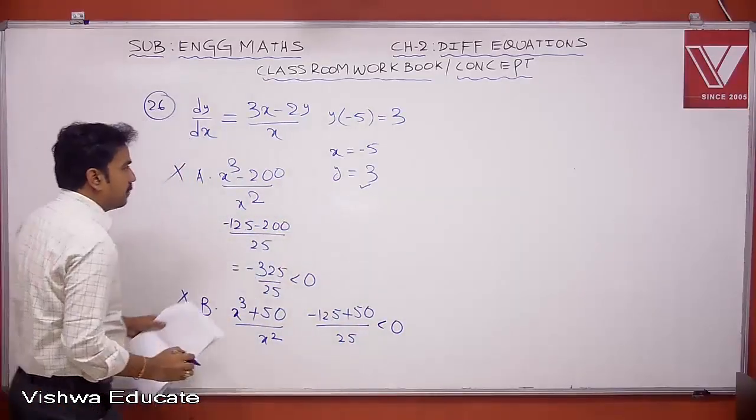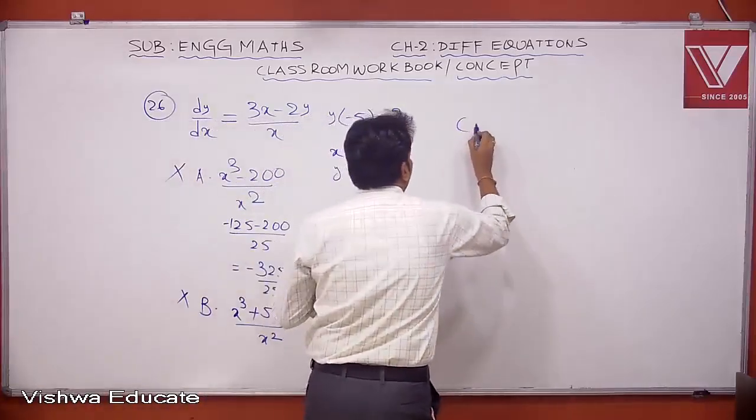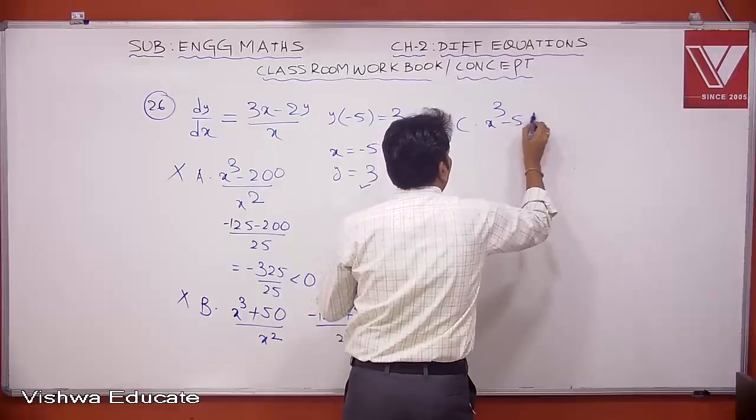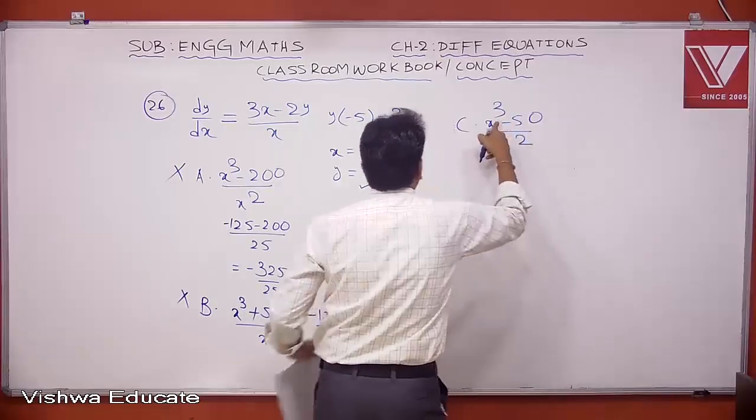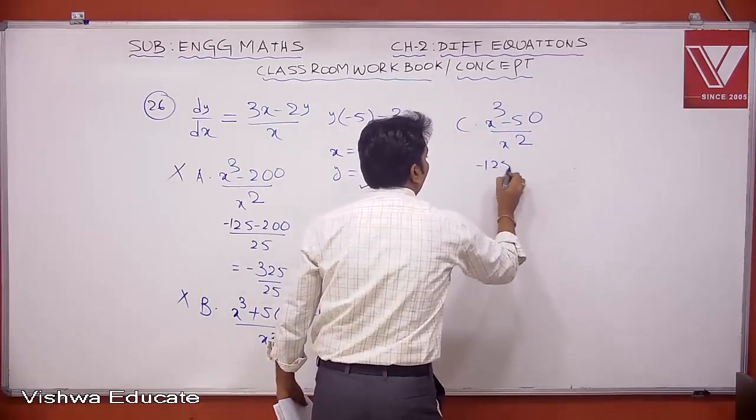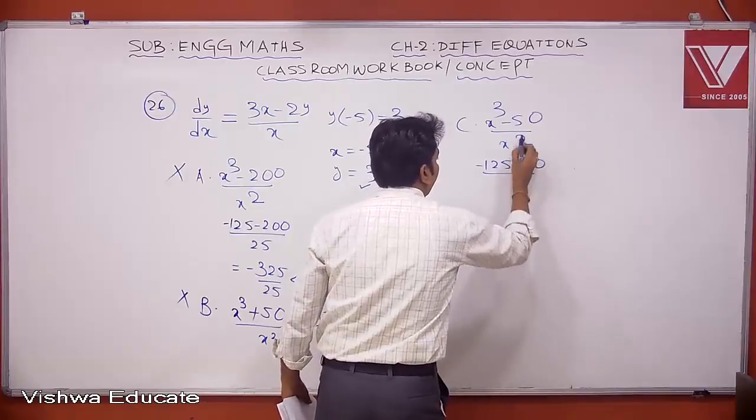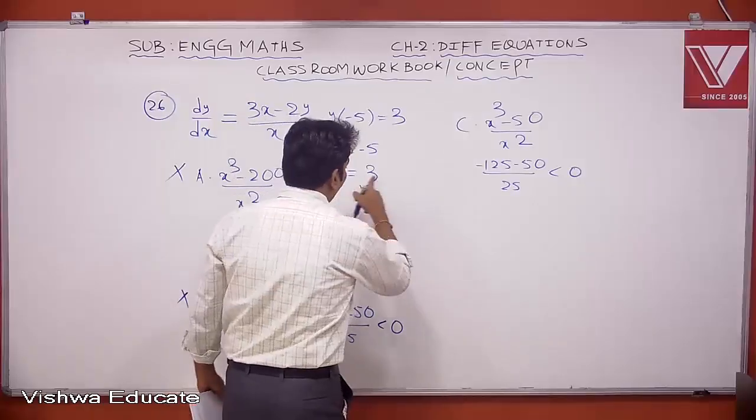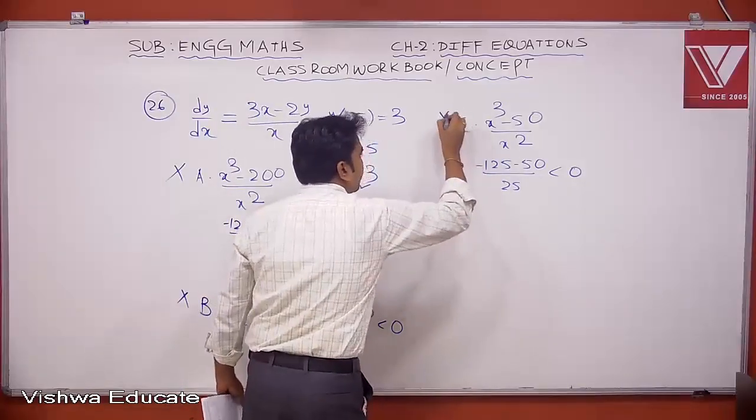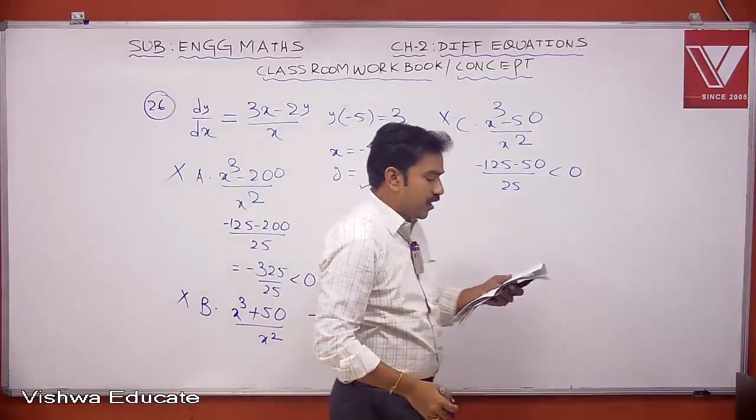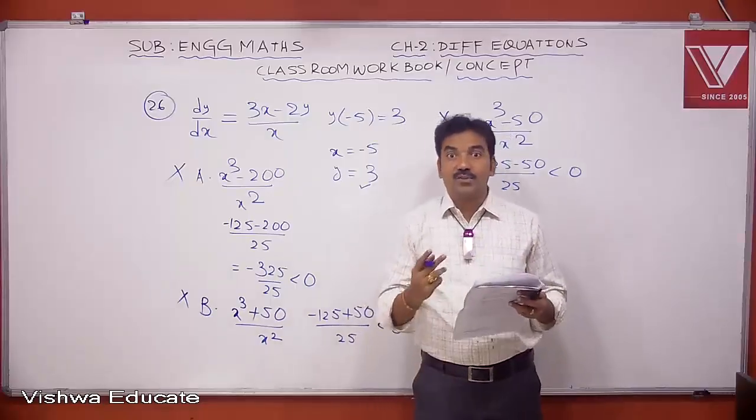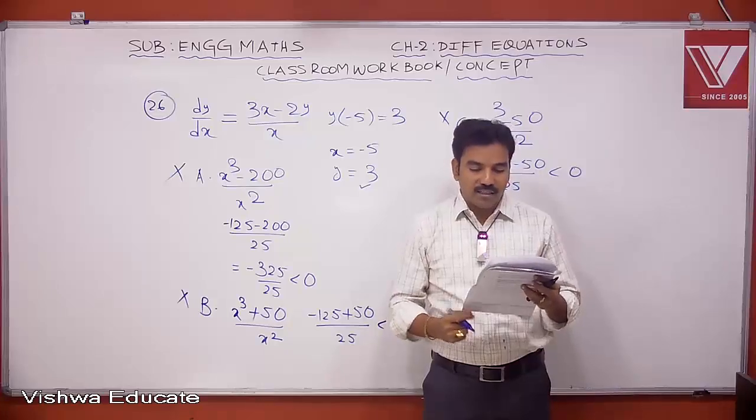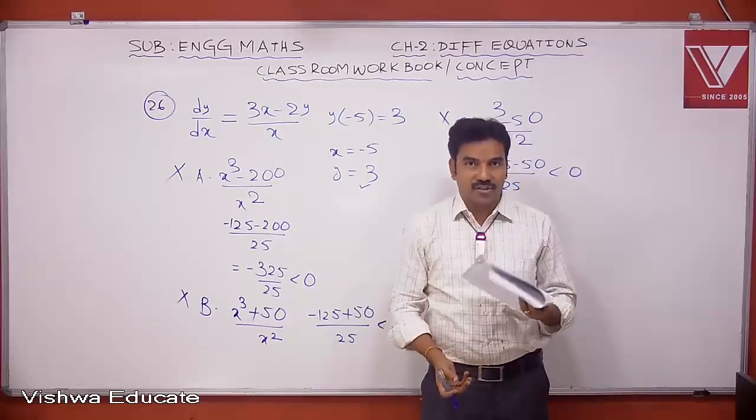So eliminate option B. Now look at option C. Here option C is (x cube minus 50) divided by x square. Replace x by minus 5. This is (minus 125 minus 50) divided by (minus 5) whole square, 25. This is again negative. So y should be plus 3, but here it is negative. So option C does not satisfy the given boundary condition. Interestingly, the first three options, A, B and C, do not satisfy the given boundary condition. So ultimately D is the right answer.